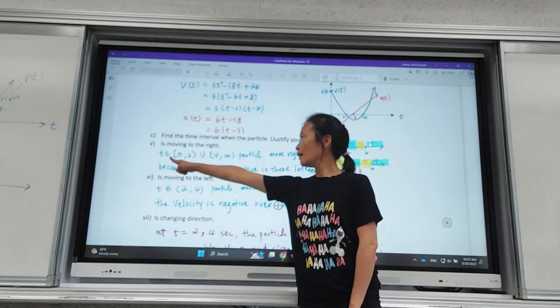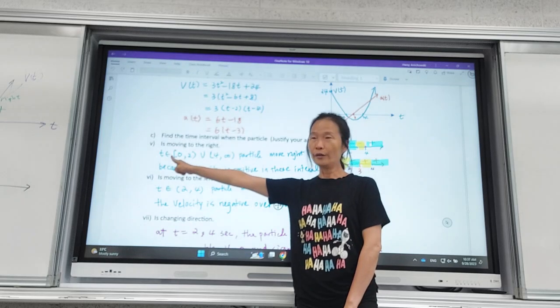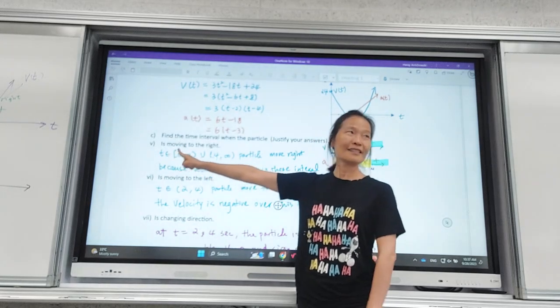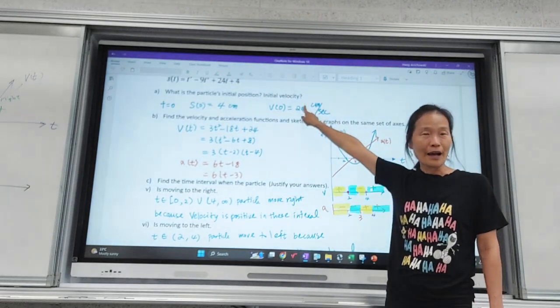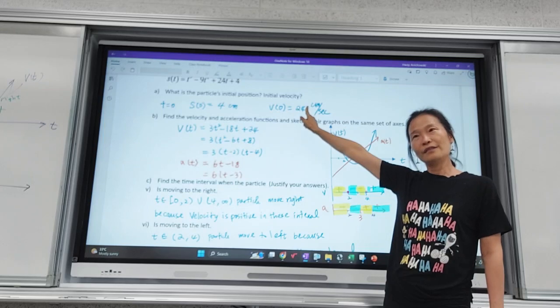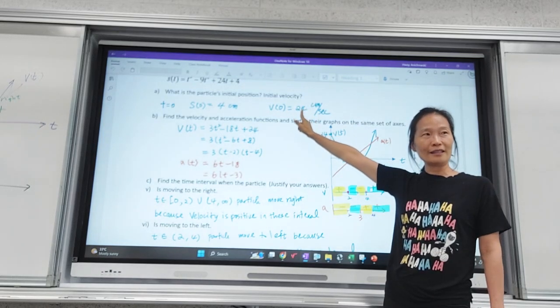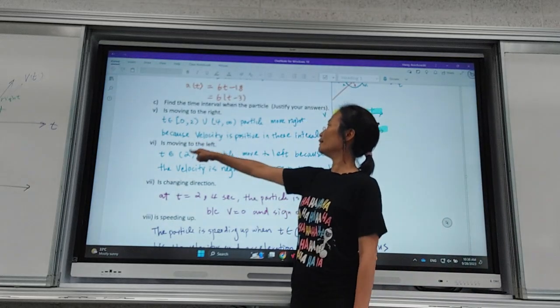However, do you see the moving to the right? I did include the 0 because we found the initial velocity, right? It's already positive. So that's why I'm including that. Positive velocity is moving to the right. Okay, so closed, open, open, open.